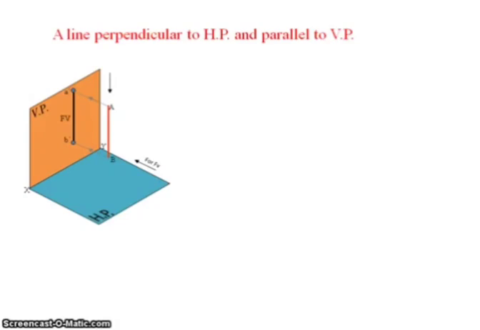That means what we can get in a top view is only a dot, because the line is perpendicular to the horizontal plane and our view is also perpendicular to the horizontal plane. So when the view is normal to the horizontal plane and the straight line is also normal to the horizontal plane, we can see only the dot in the top view. It looks like a dot falling on the horizontal plane.